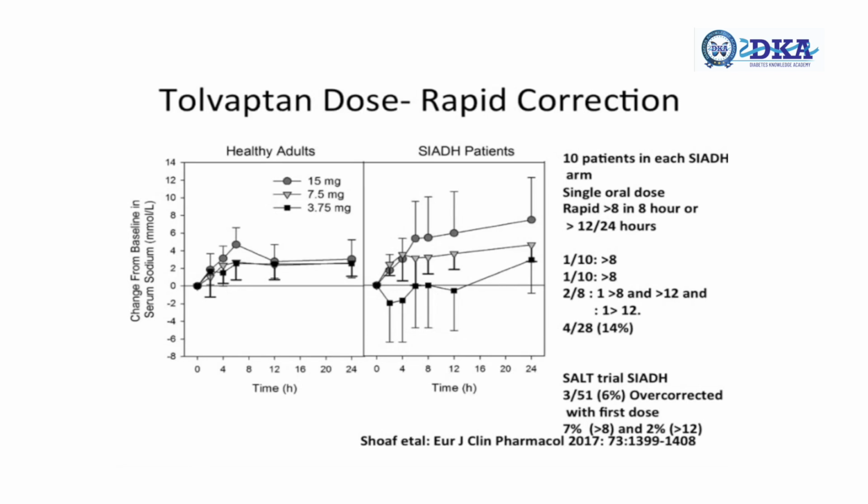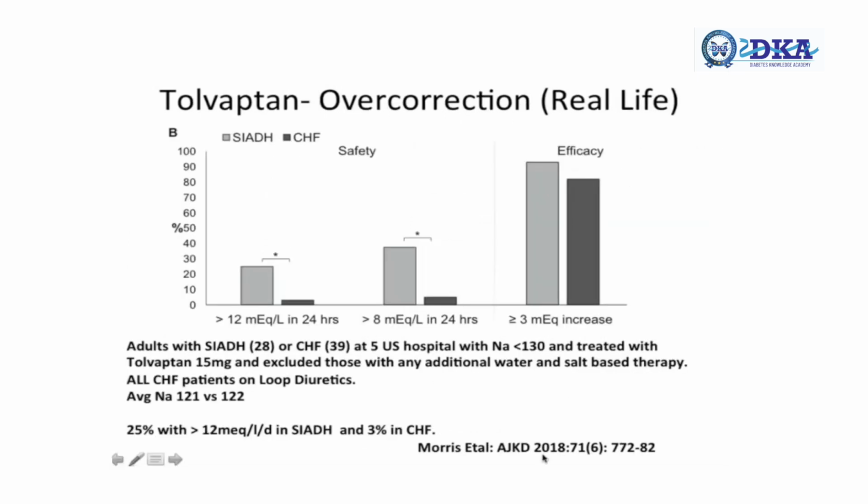For example, this is one of the premier trials which was used in the study of tolvaptan, called the SALT trial. If you look at it, in the SIADH arm, 8 out of 10 patients had a rapid correction, reaching more than 8 milliequivalents in 8 hours. And the overcorrection was about 6% with the first dose of the drug itself. And with subsequent doses, the rate of overcorrection was 7%. So it implies that when you use tolvaptan, there is always scope for a very rapid correction of hyponatremia, which is very dangerous, and we have to be very careful.